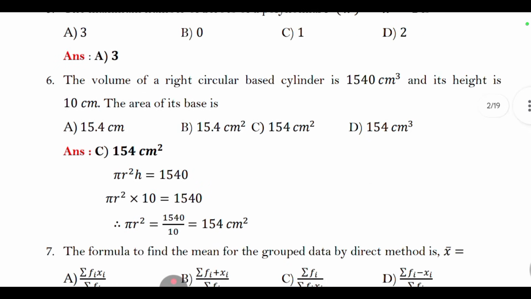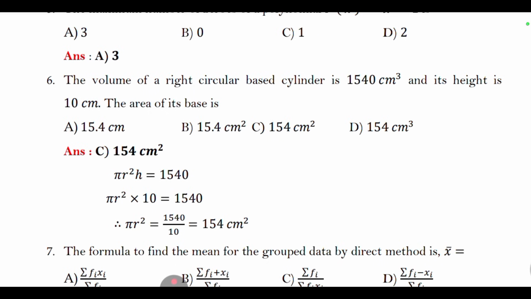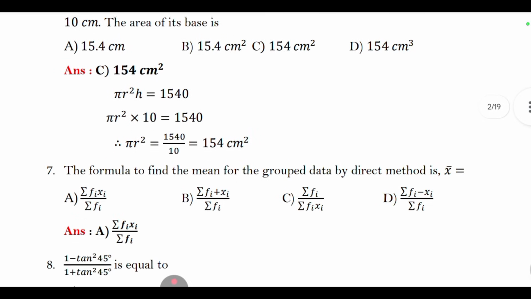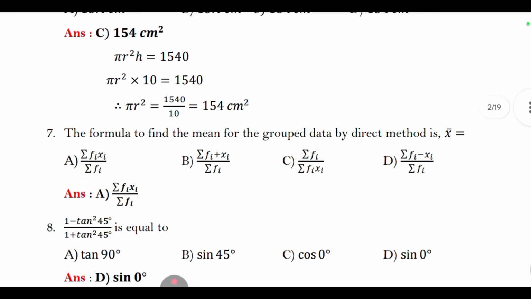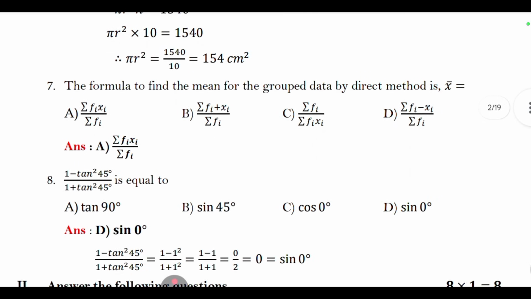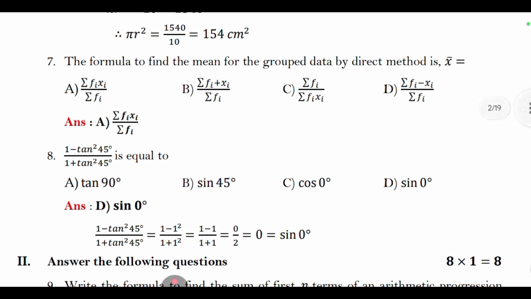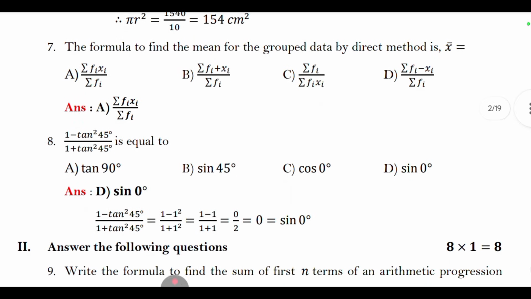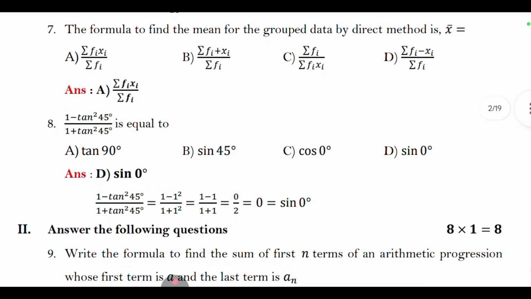The volume of the right circular cylinder is 1540 centimeter cube and its height is 10 centimeter. Then the area of its base is, the answer is 154 centimeter square. Sometimes they will ask the formula, but you should also be ready with solving the numerical if they have given it in the form of a numerical. So you should know all the formulas from surface area and volumes.